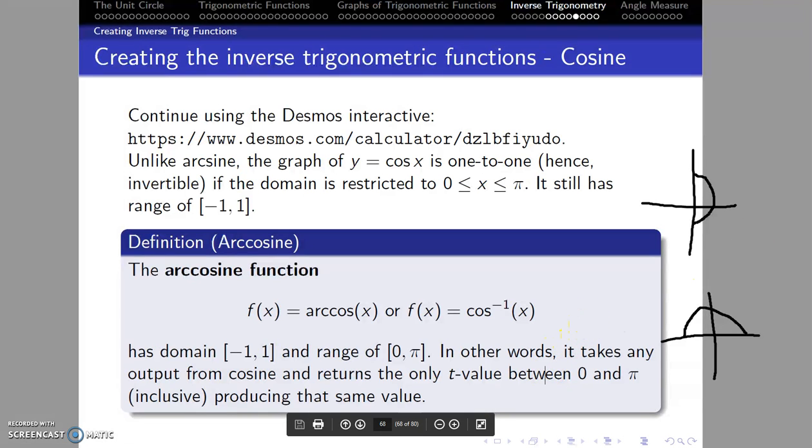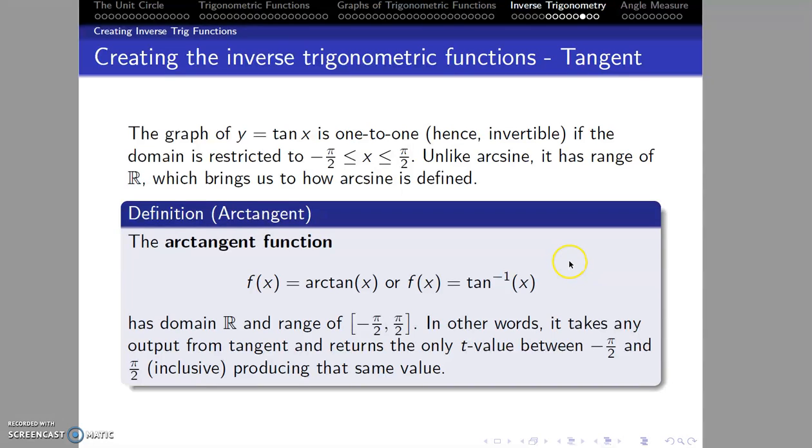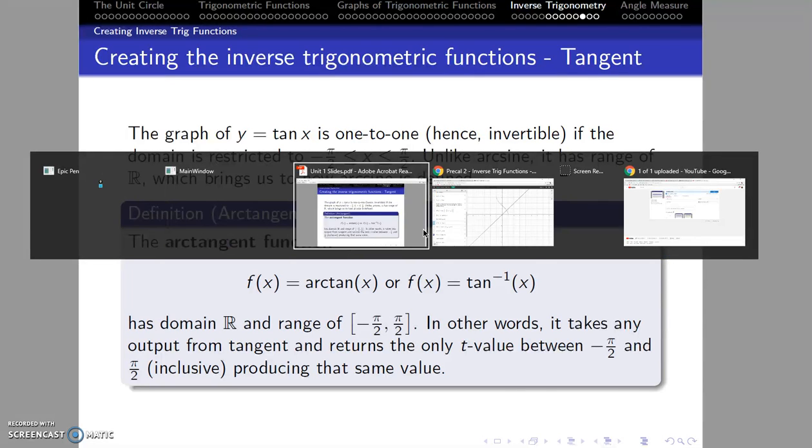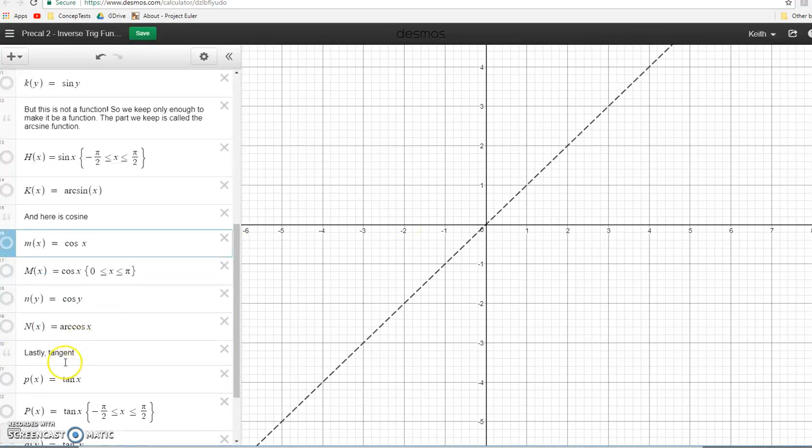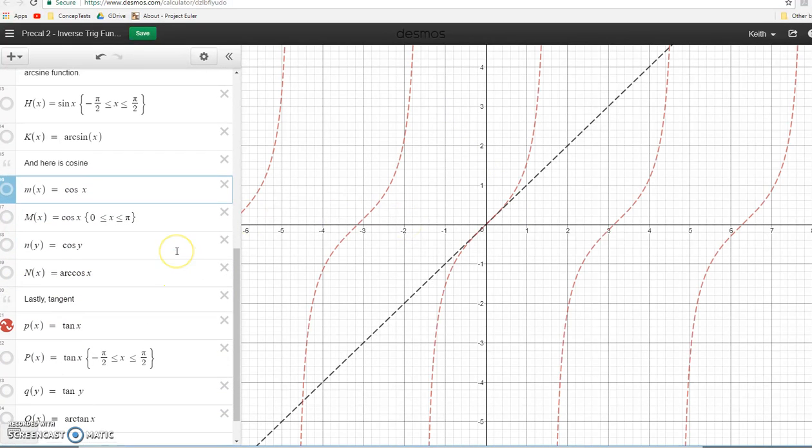So that's Arccosine. And we got one left here, and that's Arctangent. It's going to look totally different, but at the same time we'll have it defined much like how we have Arcsine defined. Let's see here. Here's our boy, tangent. And yeah, that's obviously not going to be good enough.